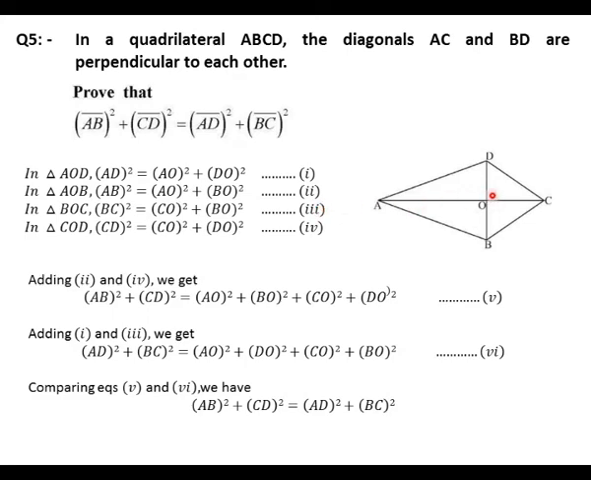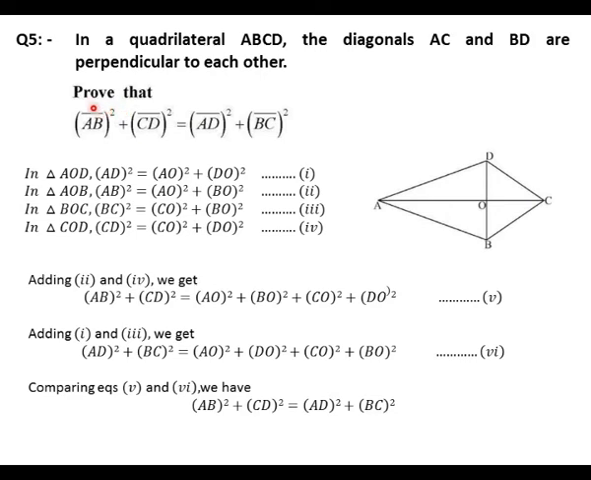And looking at this triangle COD, this is again a right triangle, and CD is behaving as a hypotenuse. So CD square is equal to OC square plus DO square, like this. CD square is equal to CO square plus DO square. This is equation 4.